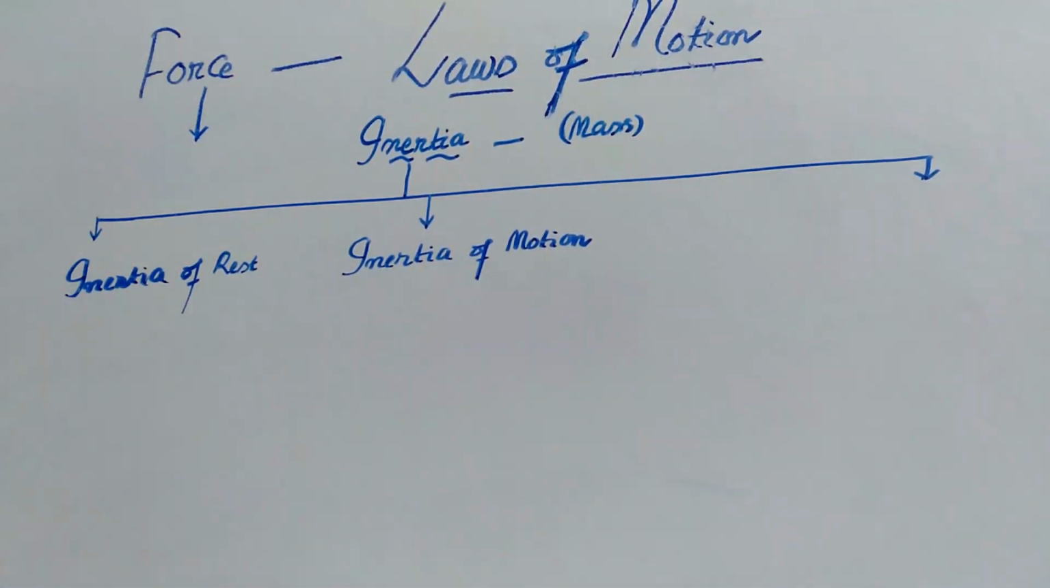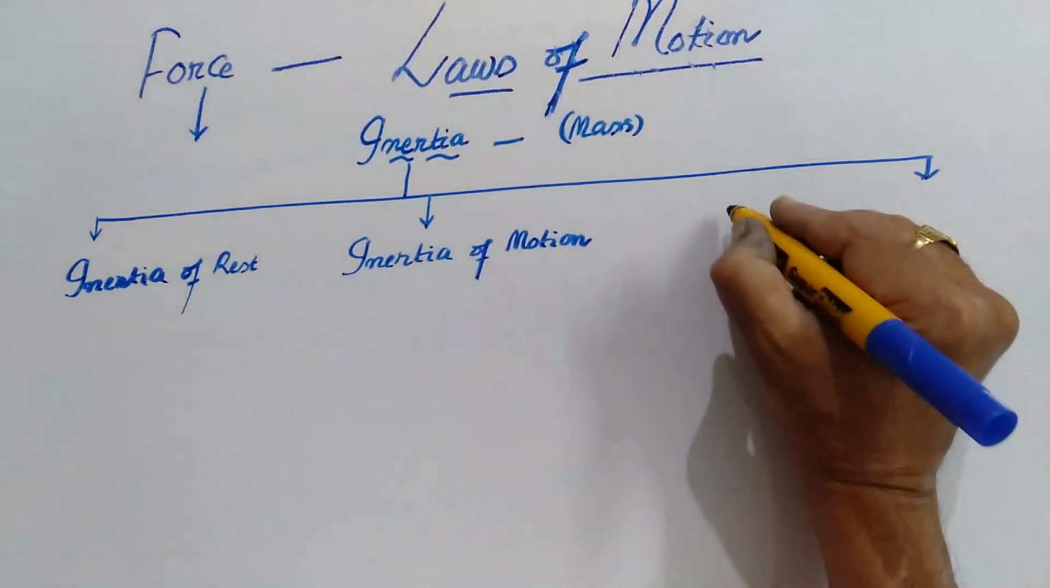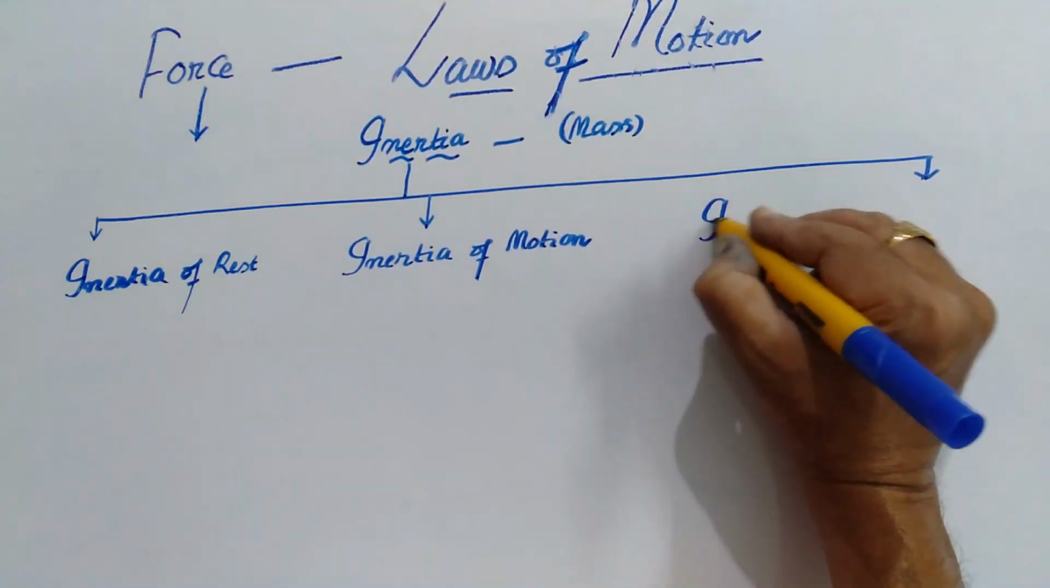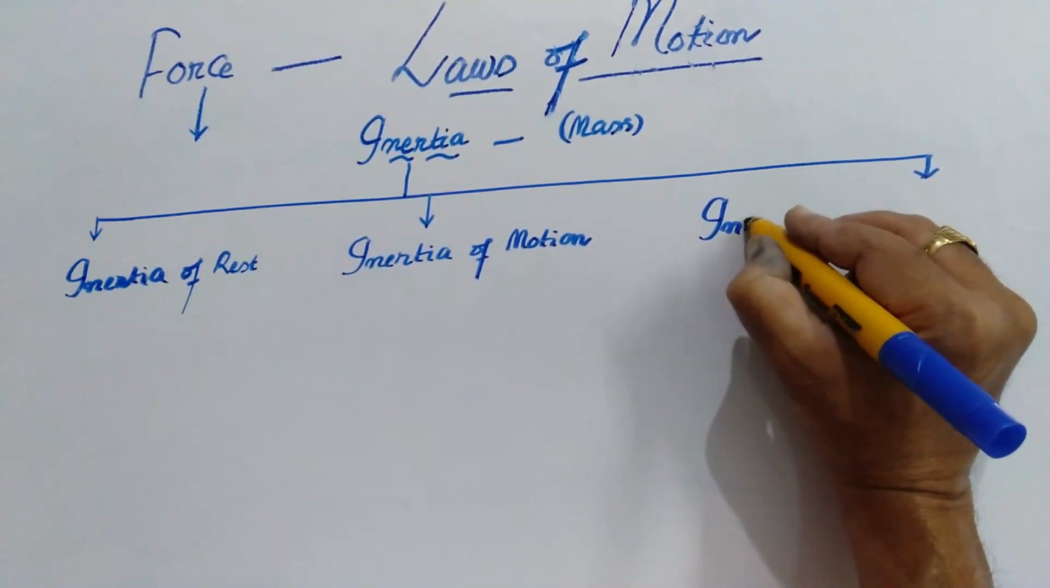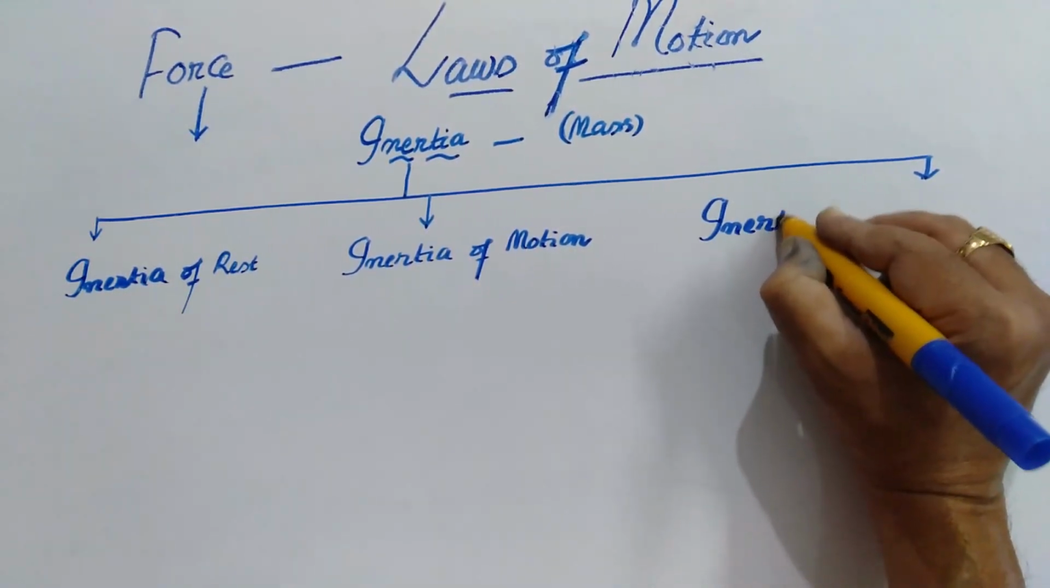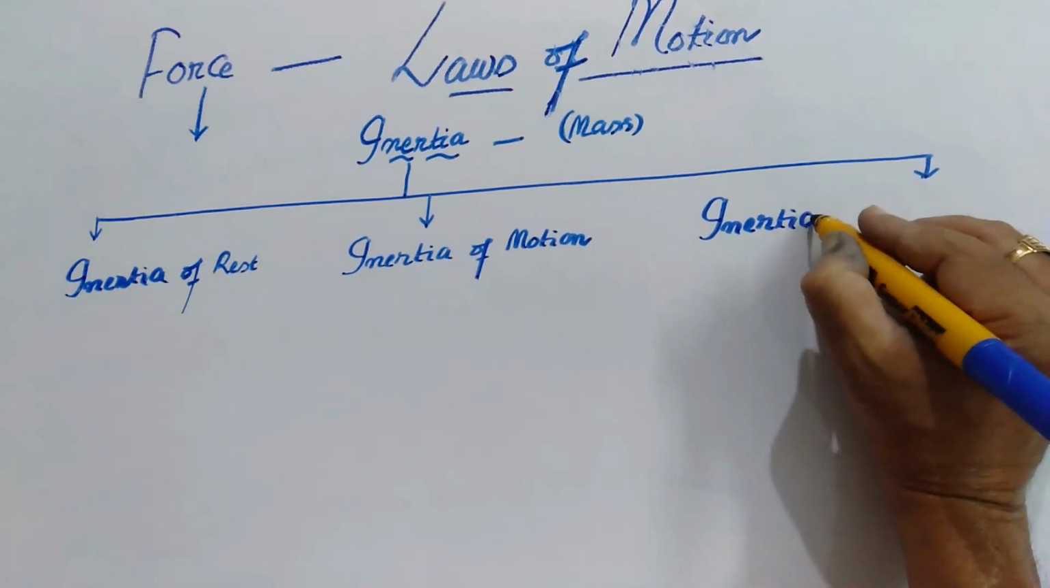Now, when the car moves in a straight way and all of a sudden it takes a turn, then the passengers will have sideways jerks. That is telling us the inertia of direction.